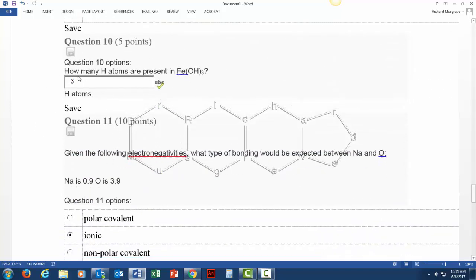Now question 10, how many H atoms are present in Fe(OH)3? The parentheses indicate we have 3 OH groups, and that means we've got 3 hydrogens, and that means that our answer is going to be 3 H atoms.